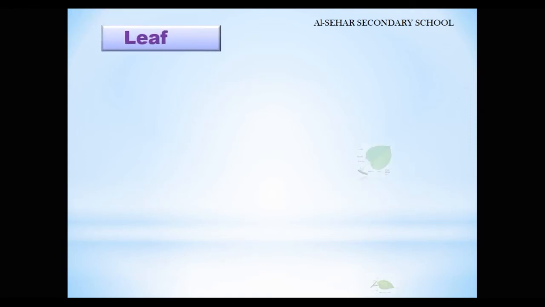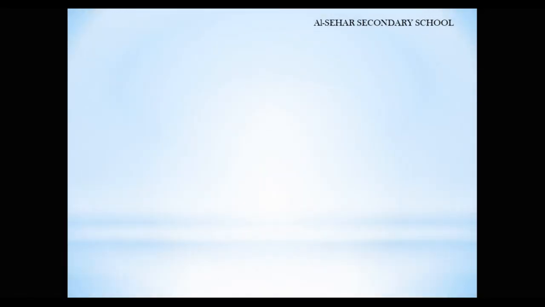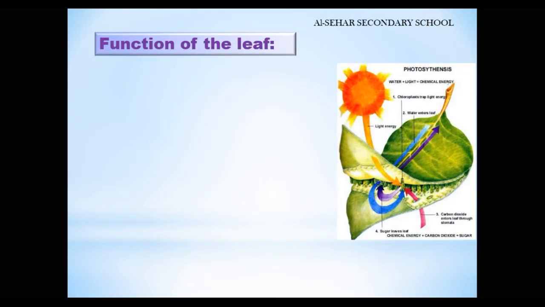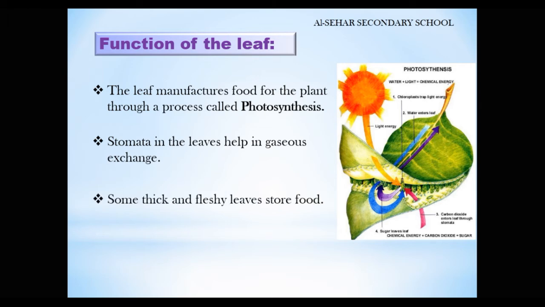Leaf. The leaf is the flat green part of a plant which grows from a node on the stem. Functions of the leaf. A leaf manufactures food for the plant through a process called photosynthesis. Stomata in the leaves help in gaseous exchange. Some thick and fleshy leaves store food.